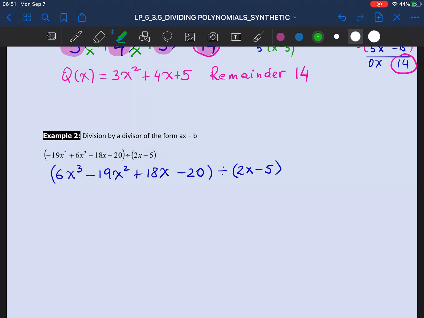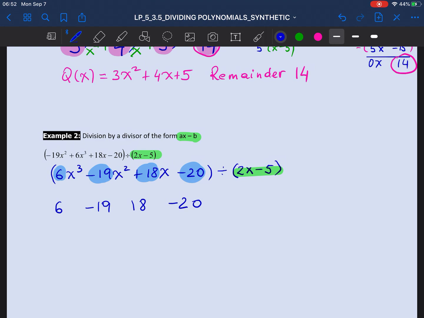So the next thing we want to do is identify the coefficients. Now this is our divisor, ax minus b, or 2x minus 5 in our case. And we must identify the coefficients in the polynomial we are dividing, or we call this the dividend. And we'll list them all: 6, negative 19, positive 18, negative 20. And as always, I will space them out a little bit and draw the half rectangle to organize my work.